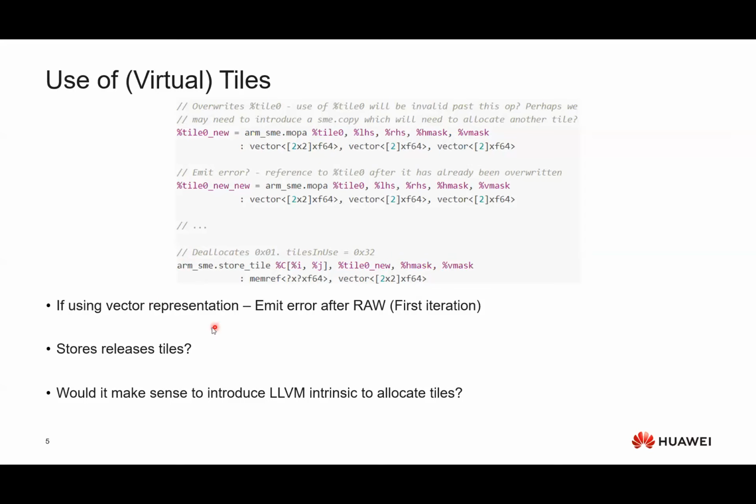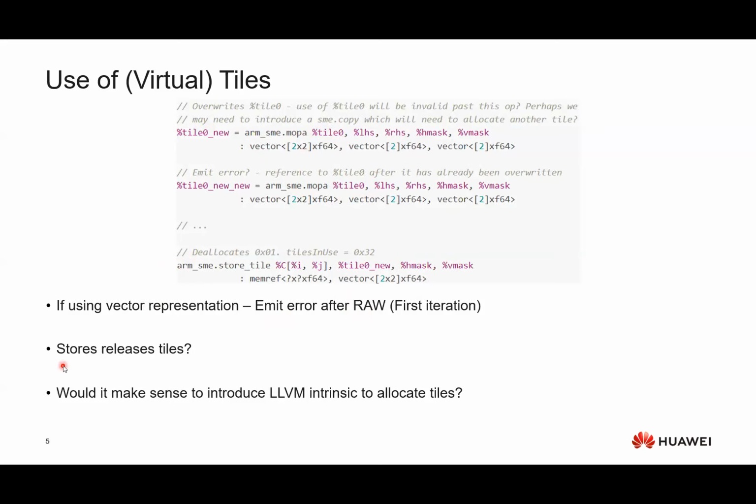Also, what do we want to do if there was a read after write? In this case, tile 0 has been accumulated into with this outer product op. If you want to read this again, then either you have to make a copy before you do this outer product instruction, or we just emit an error.